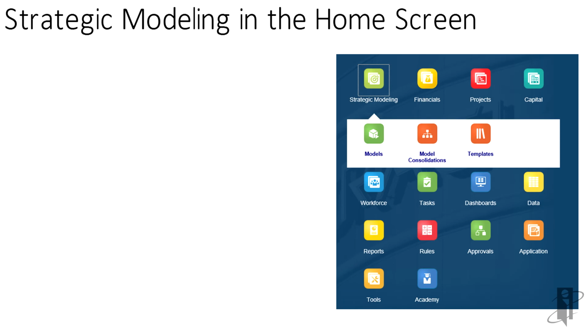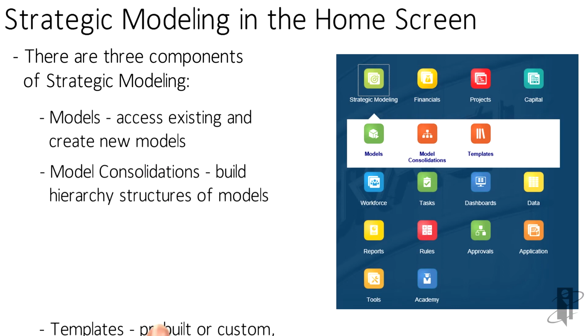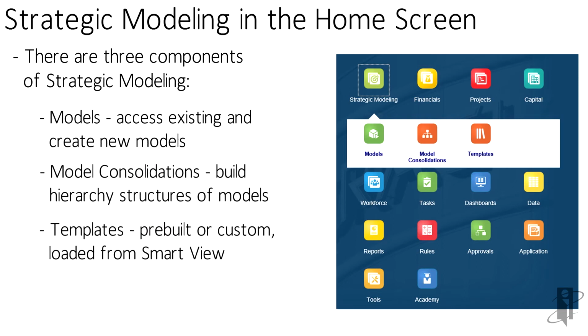So once you've enabled it, you go to the home screen, you'll notice strategic modeling up there in the upper left corner. Once you click on it, you will see that there are three components to it: models, model consolidations, and templates. I'll go into each one of these in a little bit.